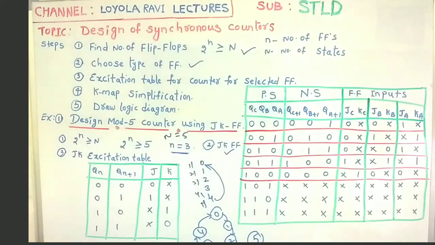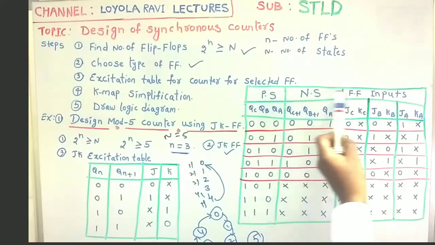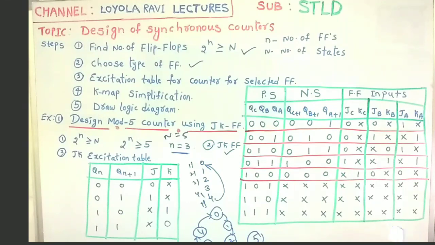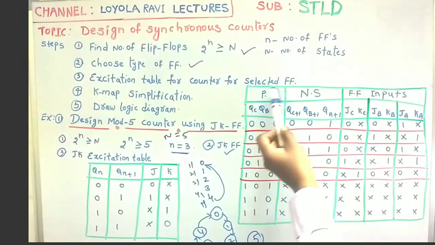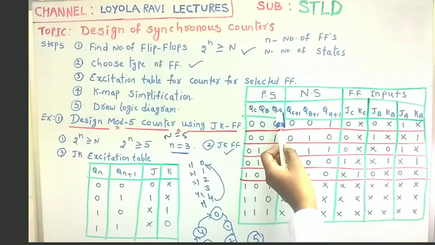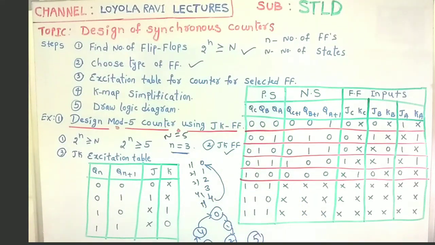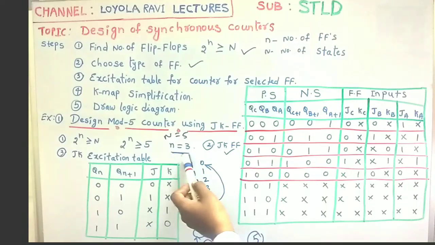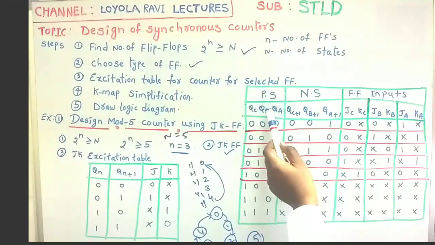Then go for the excitation table for the counter, by using this excitation table of the JK flip-flop. Let us see here: present state, next state and flip-flop inputs. We have these columns. What is the present state? 0 to 5. Actually, how many flip-flops are we using? 3 flip-flops. That's why QA, QB, QC.